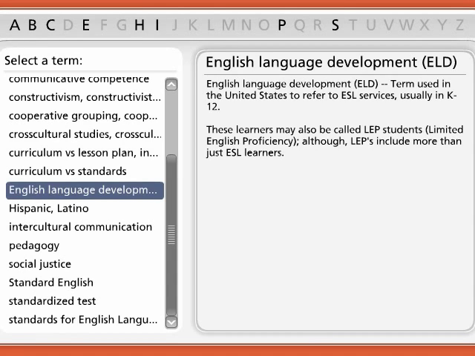English language development, ELD. English language development can be abbreviated ELD. This term is used in the United States to refer to ESL services, usually in K through 12. These learners may also be called LEP students, limited English proficiency, although LEPs include more than just ESL learners.